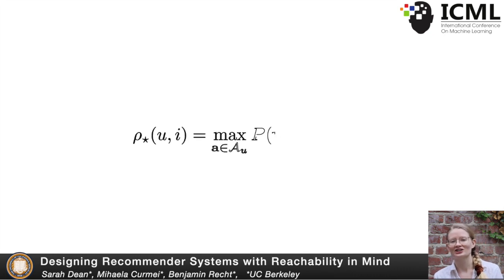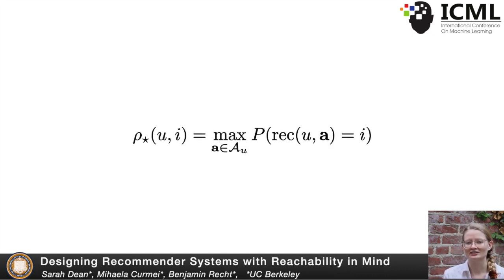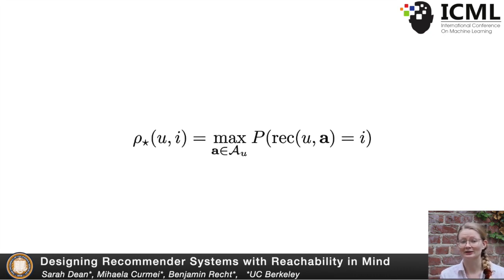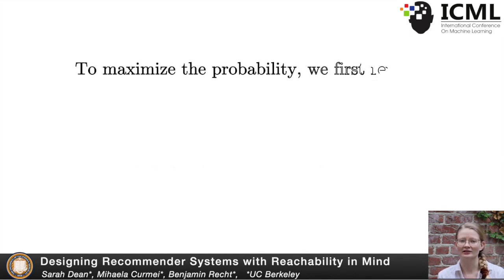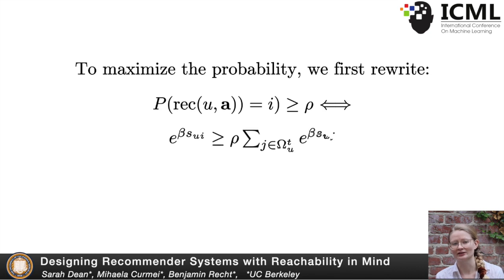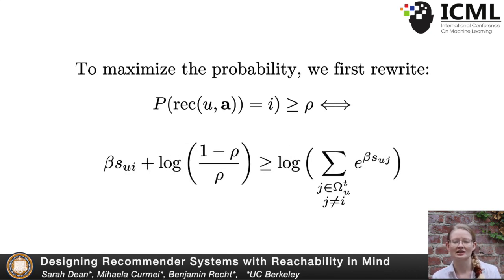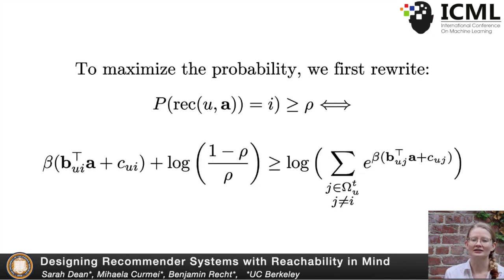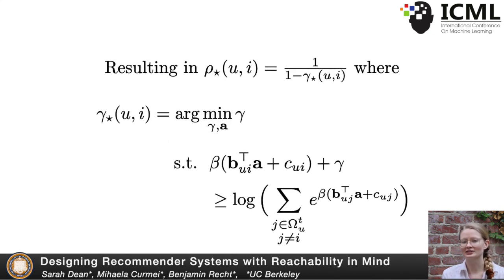We are now ready to show how to compute the main metric of interest, the maximum rho reachability. To maximize the probability, we rewrite the following inequality in terms of exponential probabilities. We then rearrange terms and take a logarithm of both sides, and then plug in the linear score model. Using this expression, we formulate an equivalent optimization problem. This is a convex program, and therefore we can solve it efficiently.